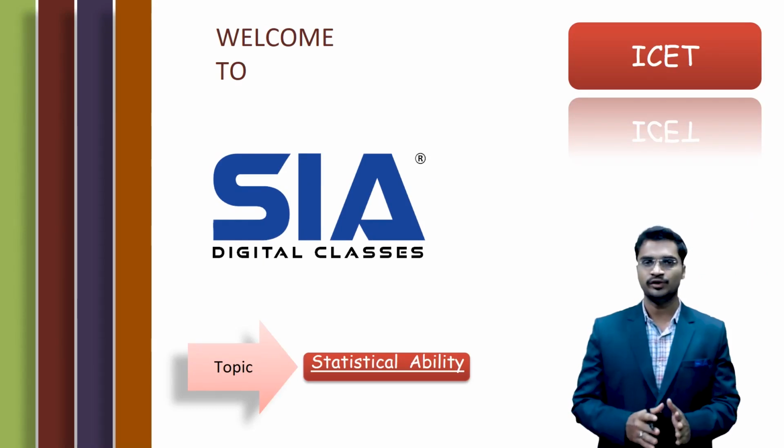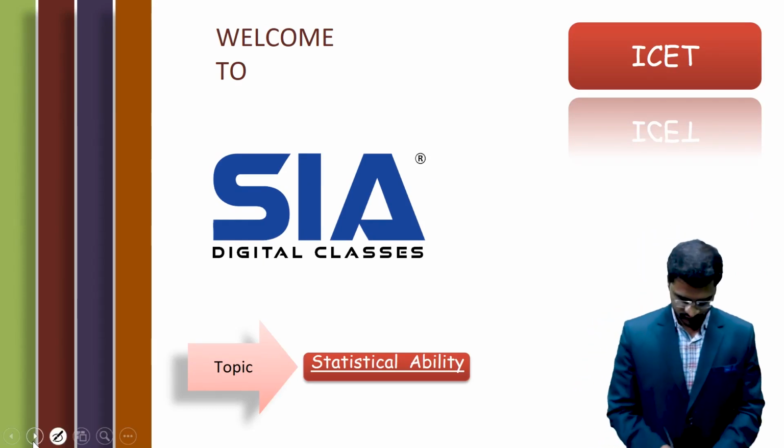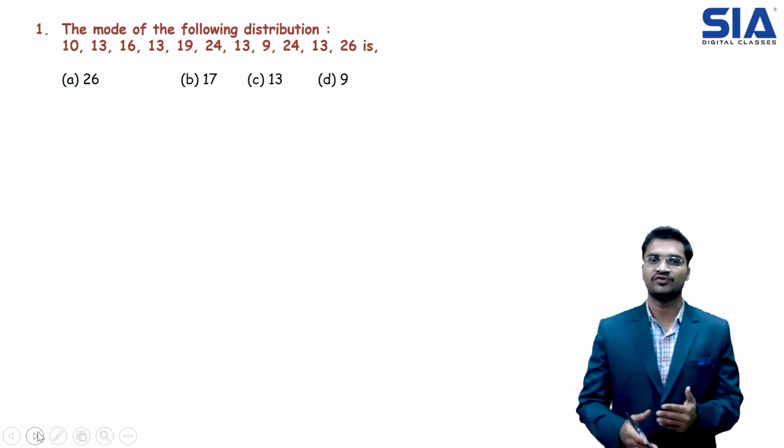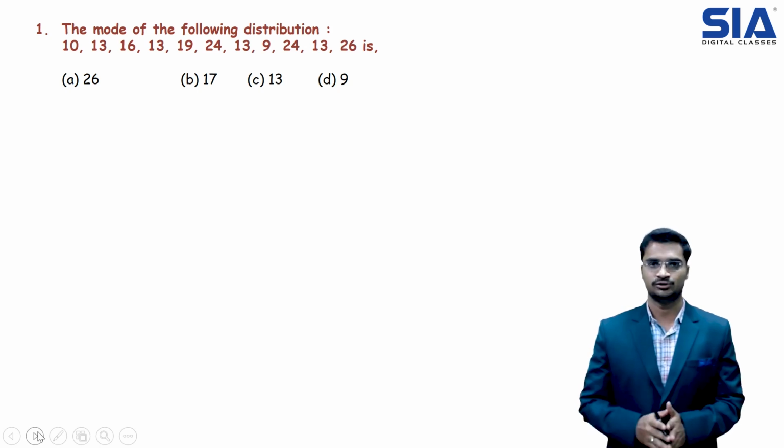In this video, we are going to solve some questions from our topic statistical ability. So let us start. Our first question from statistical ability is the mode of the following distribution. We have to find the mode of this particular distribution.